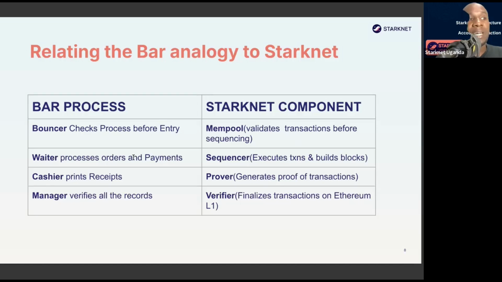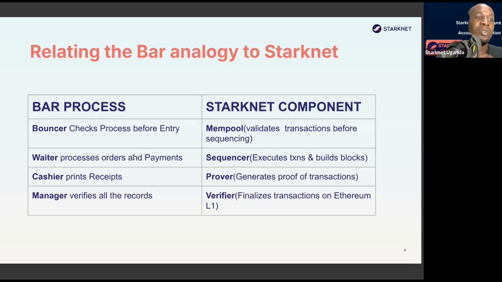So the waiter processes orders and payments. I want us to understand that what is happening in the sequencer is basically ordering these blocks and then executing them by sending them to the prover. So what is happening in the sequencer?